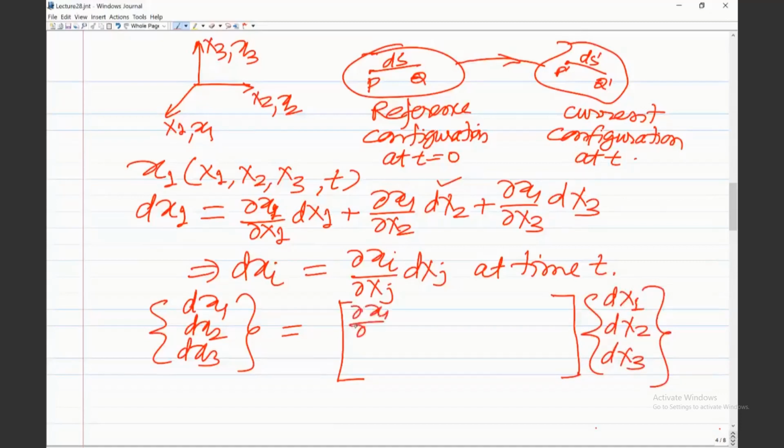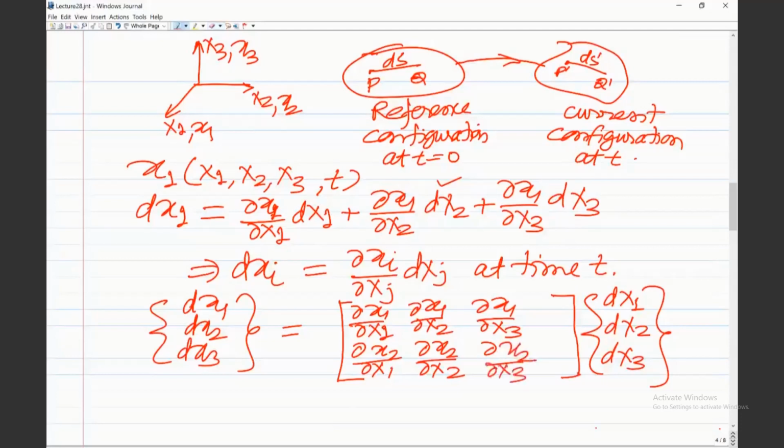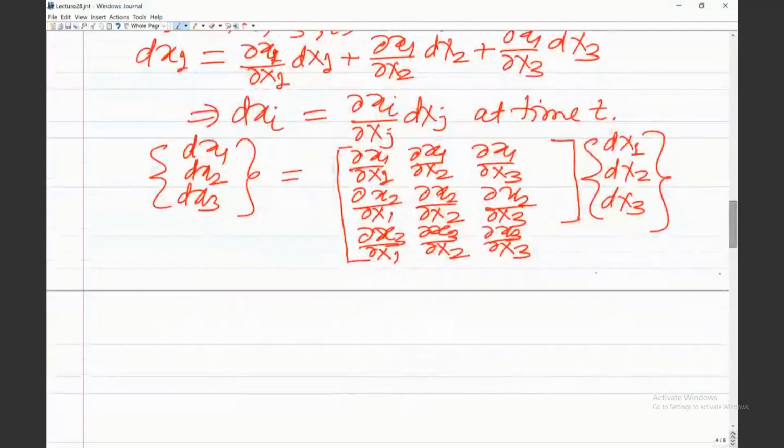So that would be given by the matrix with rows: del x1 by del X1, del x1 by del X2, del x1 by del X3; similarly del x2 by del X1, del x2 by del X2, del x2 by del X3; and you will also have del x3 by del X1, del x3 by del X2, del x3 by del X3. Please keep a note of this small x1 and capital X1. So derivatives are with respect to capital X1, X2, X3.